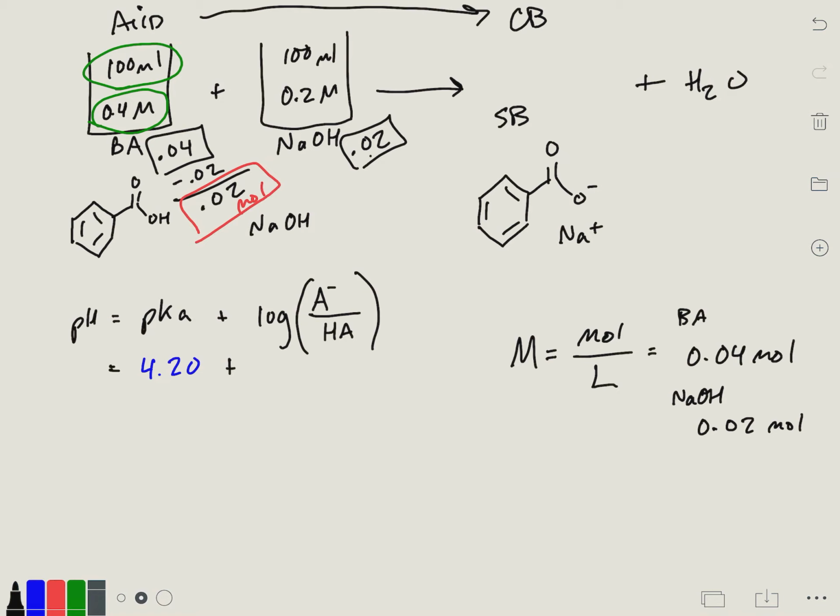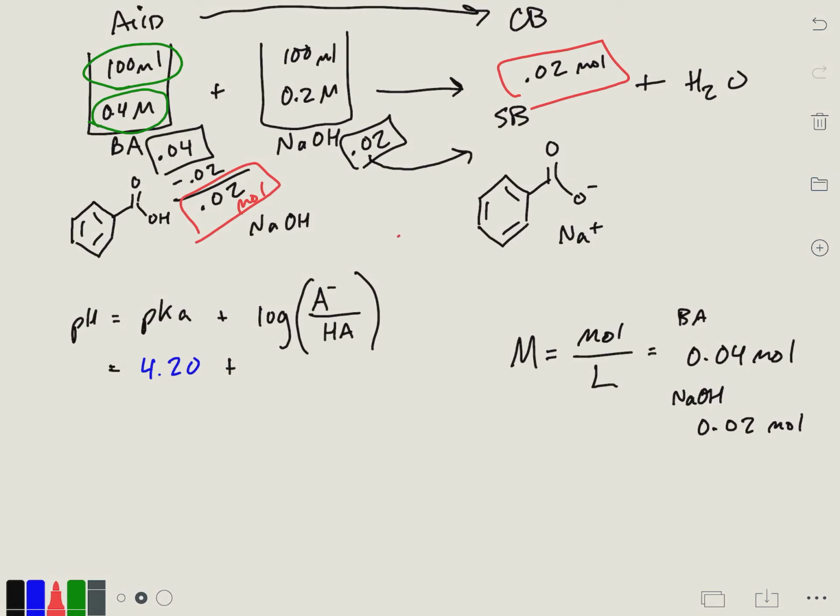Now, sodium hydroxide is gone. It got completely used up. But it did convert some of my starting acid into sodium benzoate. So how much did it convert? Well, every sodium hydroxide molecule made one of these sodium benzoates. So I've got 0.02 moles of sodium benzoate. All right, so I've got the two bits of information that I need, right?